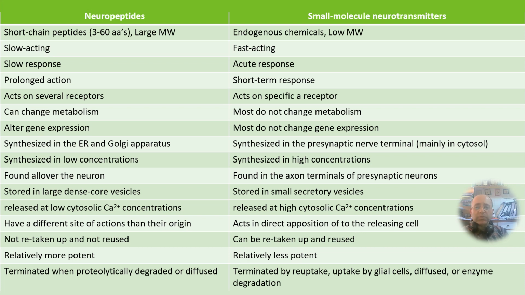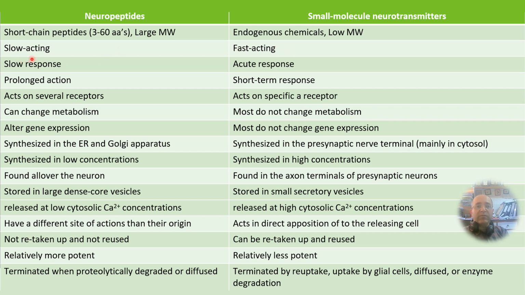Now, there's something important in terms of differences between neuropeptides and small molecule neurotransmitters, and you do need to know these differences. Okay, and we'll talk about some of them at least throughout the lecture. So in terms of neuropeptides, they are short chain peptides. They're composed of 3 to 60 amino acids. They can have large molecular weight. Small molecule neurotransmitters, well, yeah, you can tell from the name, they are small.